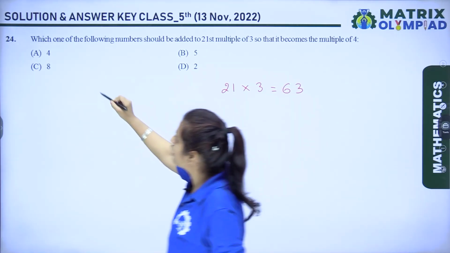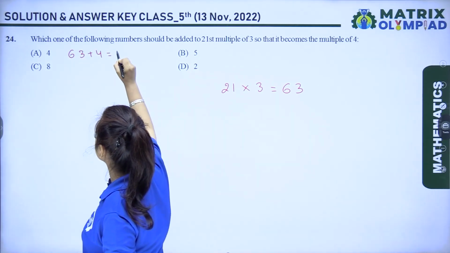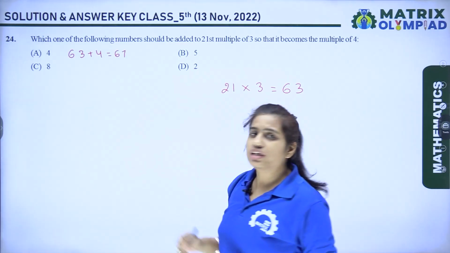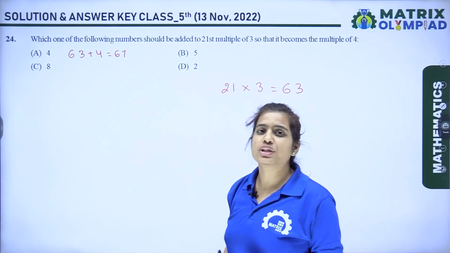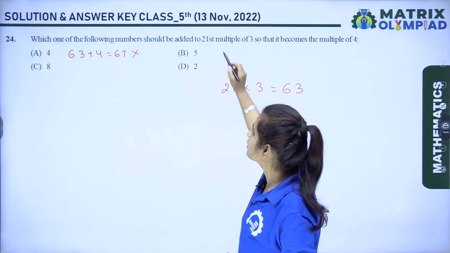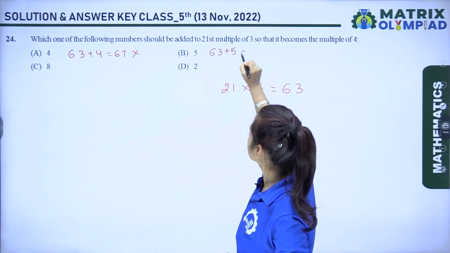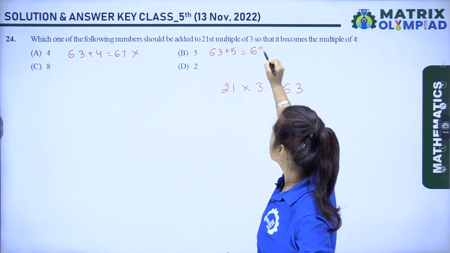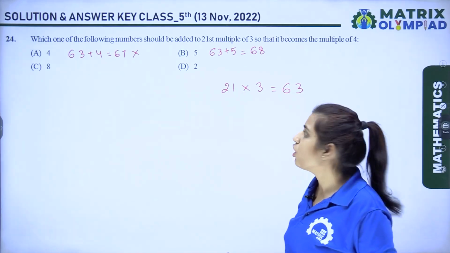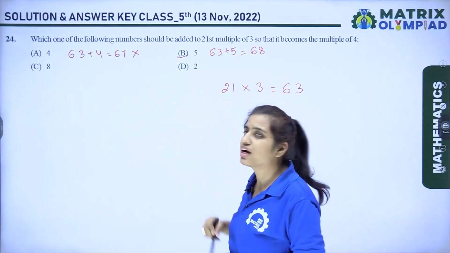Now let's add one by one. 63 plus 4, that is equal to 67. So here 67 is not following the divisibility rule of 4. So it is not the multiple of 4. Option A is not correct. Now let's come to option B, that is 63 plus 5 means 68. 68 is following the divisibility rule of 4. So we can say that option B is the correct answer.